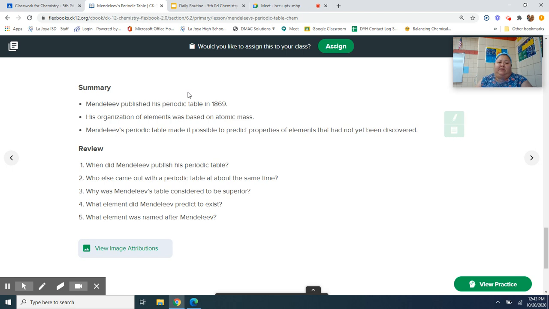Now, Mendeleev published in 1869 the first periodic table. His organization of elements was mostly based on atomic mass, but they were also grouped by chemical properties. Mendeleev also left gaps and predicted properties of elements that had not yet been discovered.